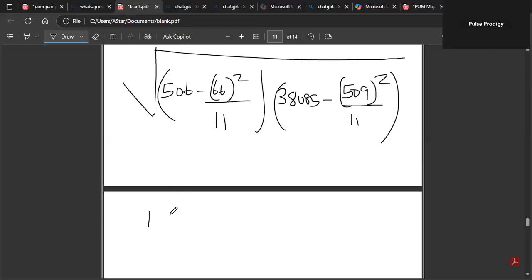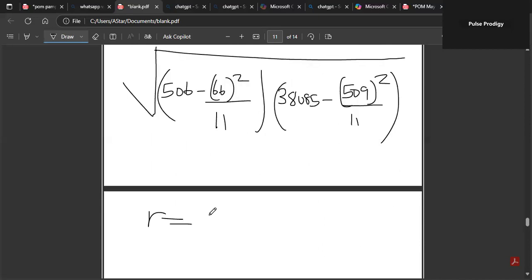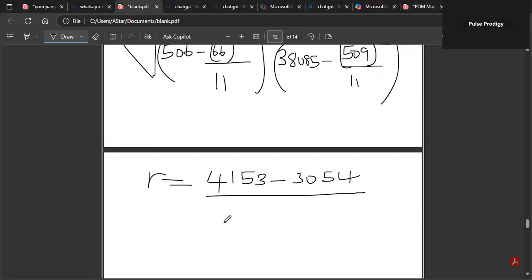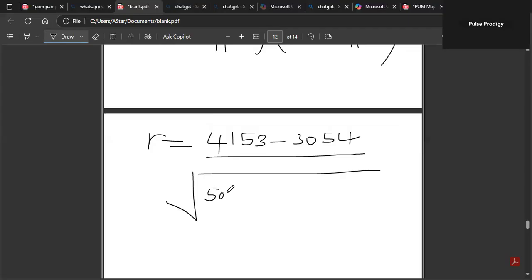So what's our R? Our R will be what? 66 times the 509 divided by 11. With 4153 minus 3054, over 66 squared divided by 11 is 506, minus 396.